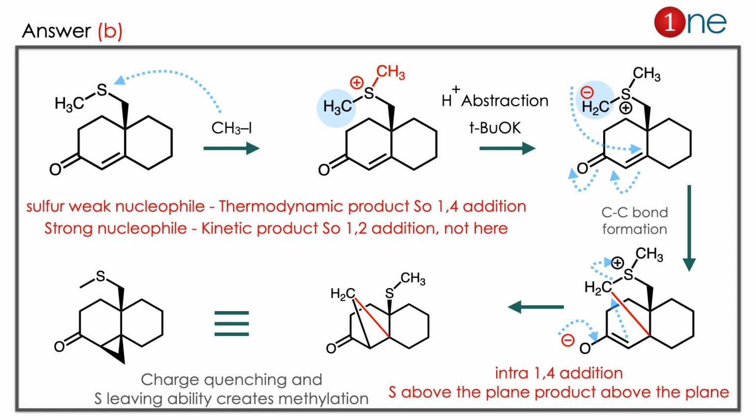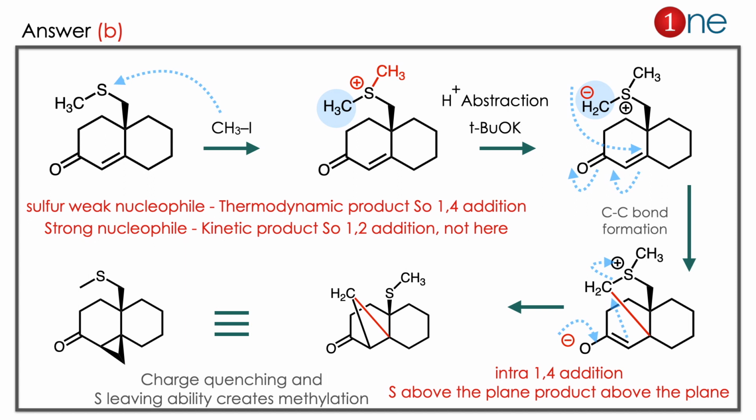The answer is B. Let us see how. You have a thioether and you have methyl iodide. So what really happens is methylation at sulfur. Sulfur acquires extra valency and possesses a positive charge. Then proton abstraction happens. So with the positive charge there, the proton is abstracted at the methyl group, so CH2 minus will be there.